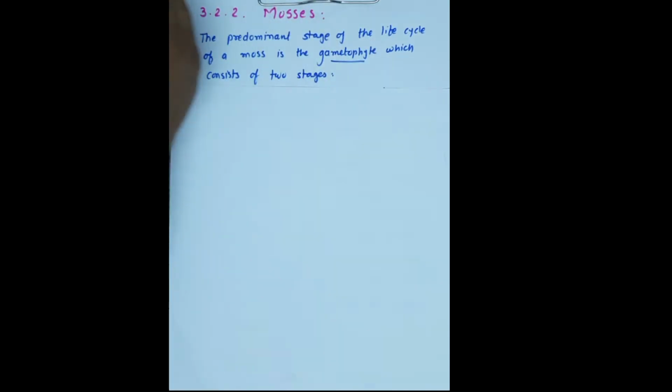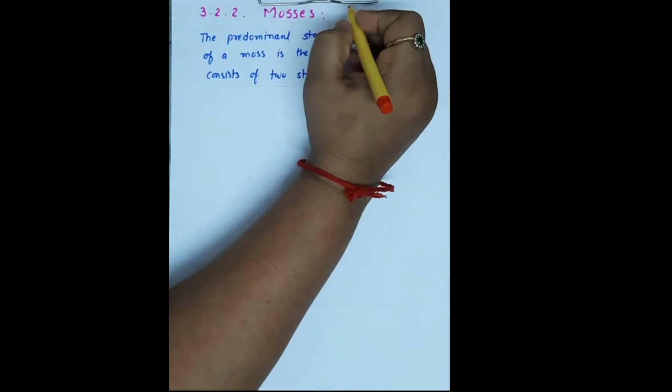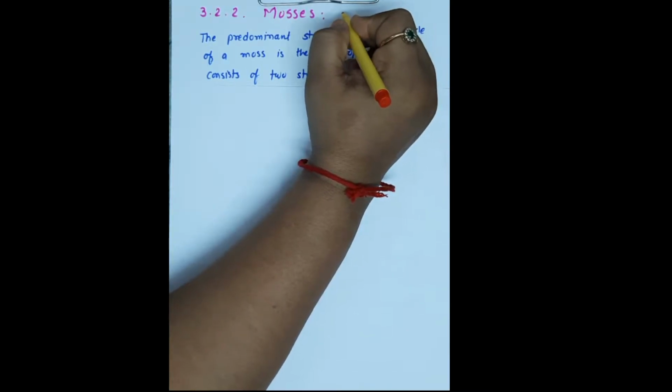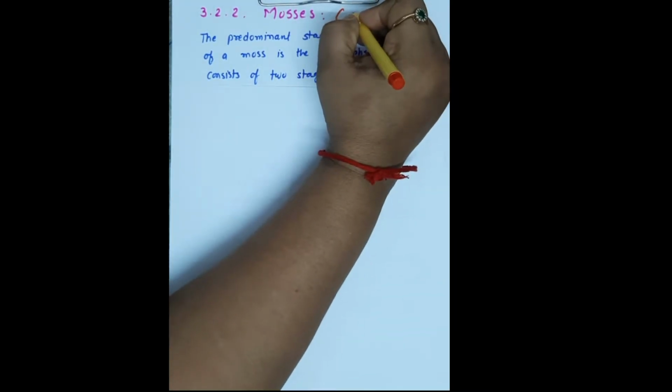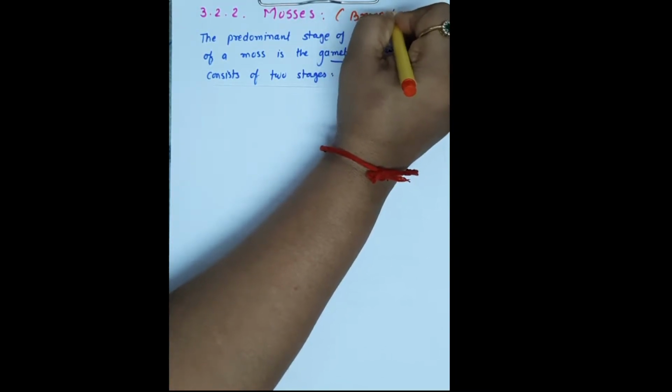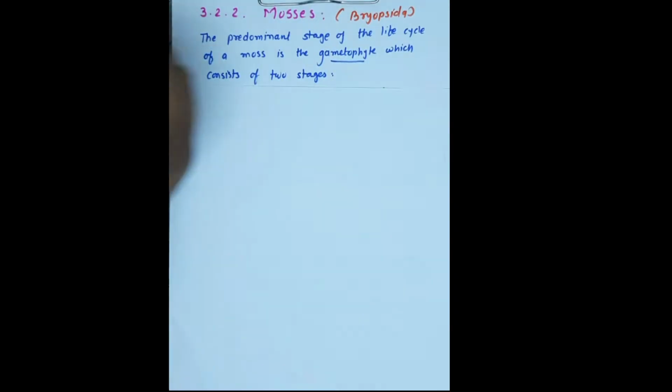Hepaticopsida, its example is liverworts. Second is Anthocerotopsida, its example is hornwort. And today we'll discuss the third class, that is Bryopsida, and that is moss.